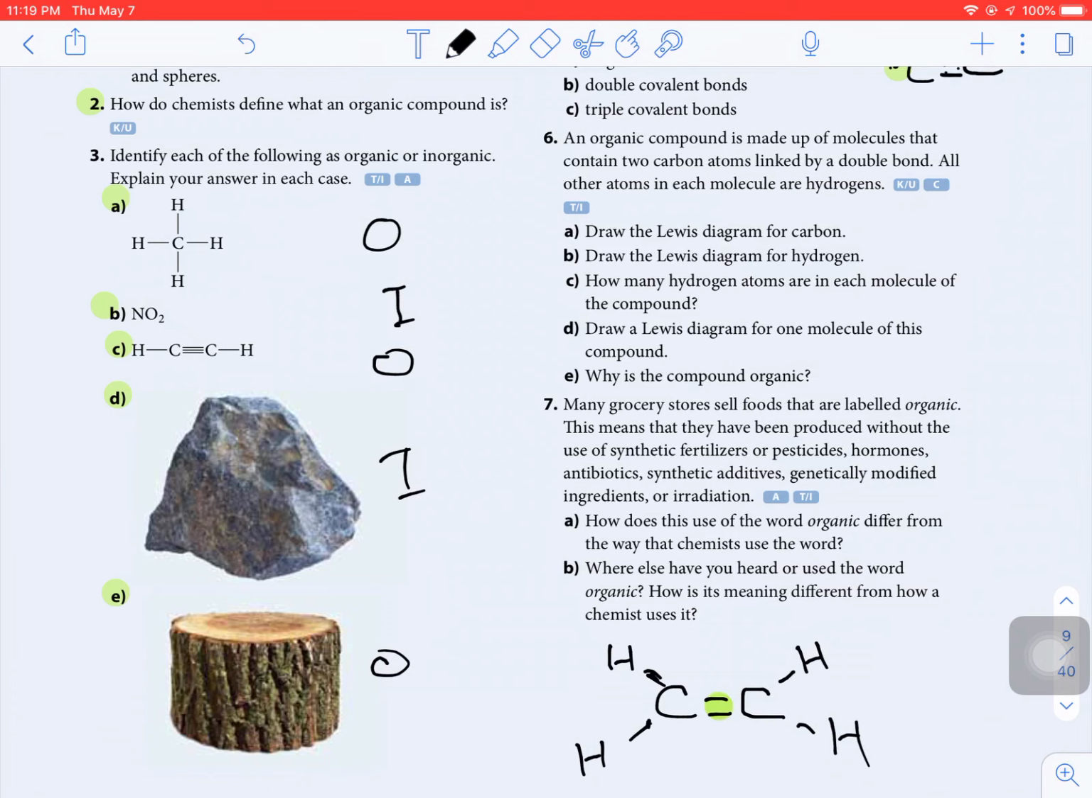Right? And it says, is this compound organic? It says, why is it organic? Because I have carbons bonded to carbons and additionally some hydrogens.